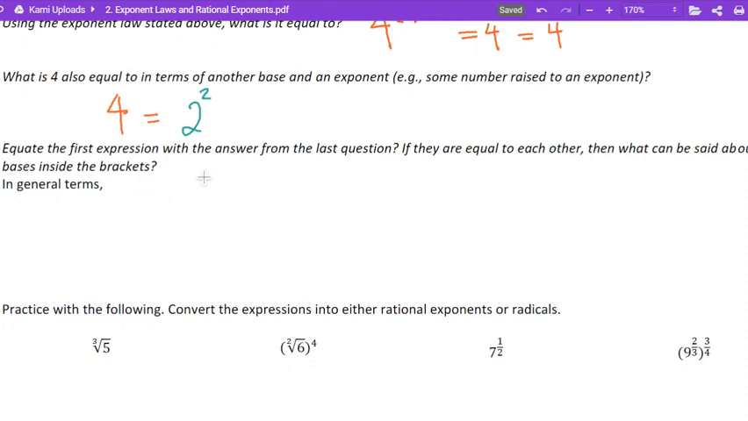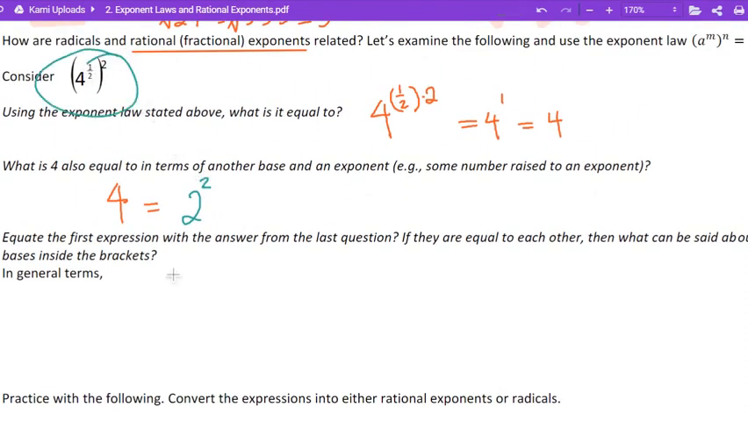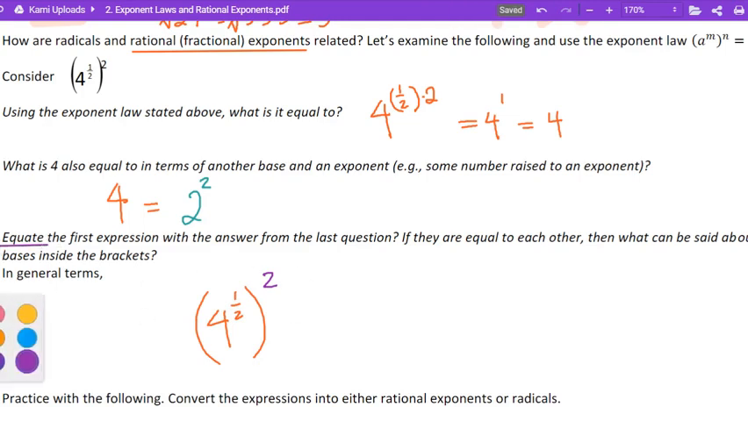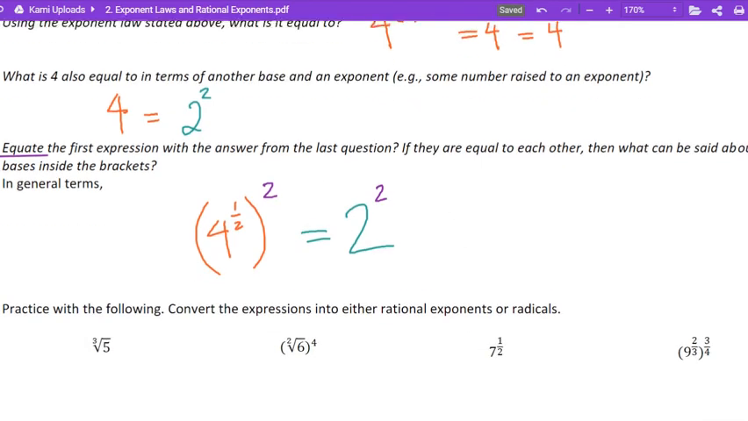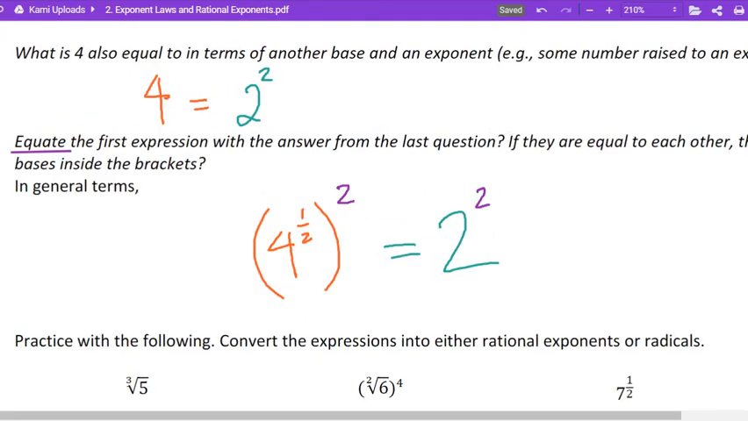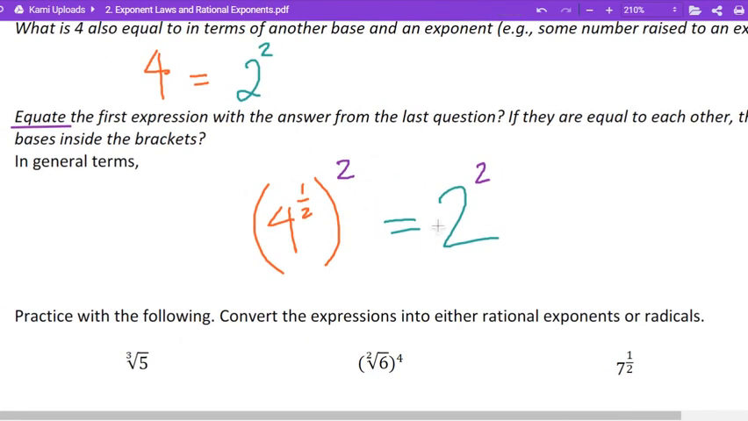So let's look at the first expression, this one. We said that 4 to the power of 1/2 equals something to the power of 1/2, and we are asked to equate these two expressions. Now I'm going to change this exponent to a purple exponent so that we can visually see that an exponent of 2 and an exponent of 2 are identical.